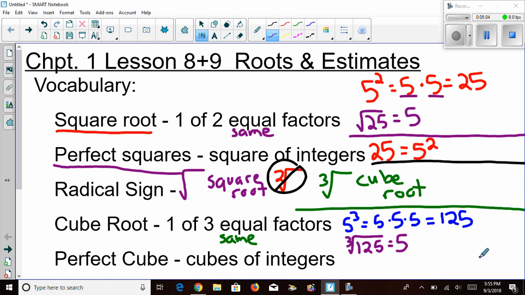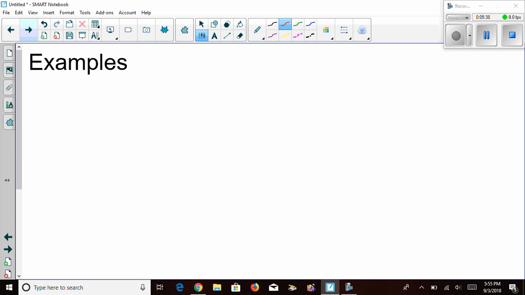And as for perfect cube, just like a perfect square, it is cubes of integers. Now, through repetition, there are going to be some of these you guys already know. In fact, an example of my class tells me often what 4 cubed is, which is 64, another perfect cube. Now we're going to look at some examples.